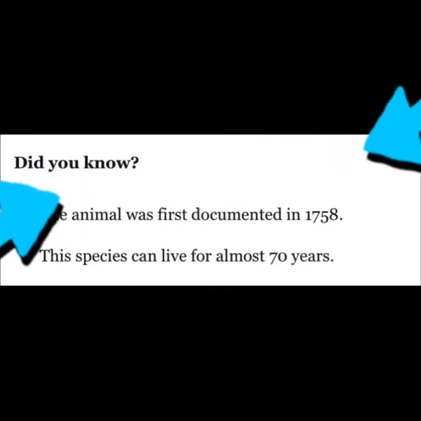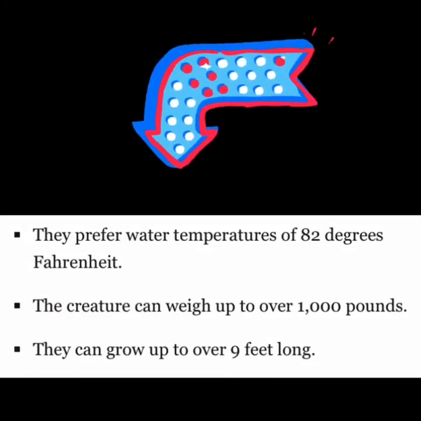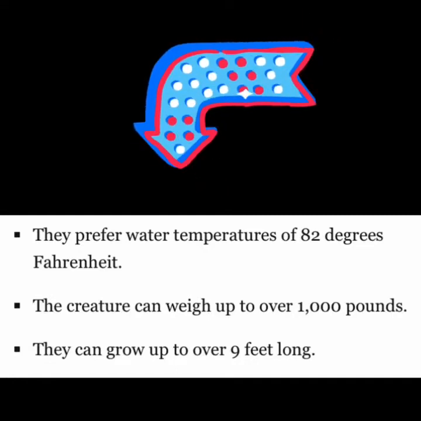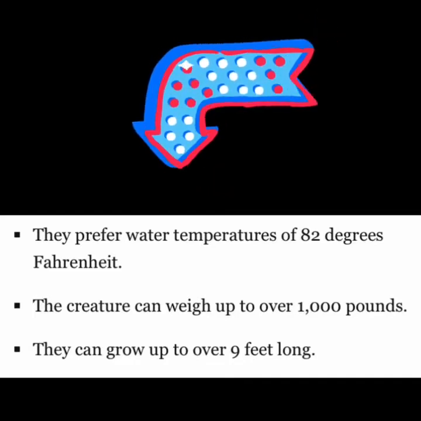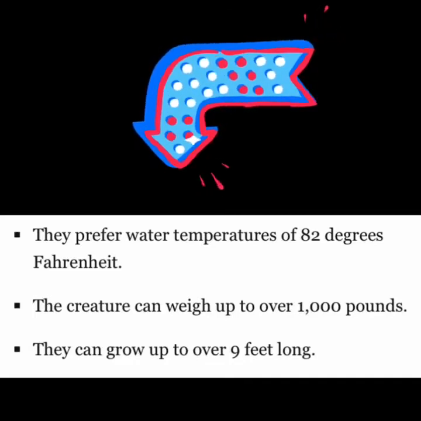Did you know that the loggerhead turtle was first documented in 1758, and this species can live for almost 70 years? Loggerhead turtles prefer water temperatures of 82 degrees Fahrenheit. The creature can weigh up to 1,000 pounds, and they can grow up to over 9 feet long. They also spend 85% of their day underwater, and normally they are submerged between 15 to 20 minutes and then come up. But they can be underwater for as long as 4 hours.